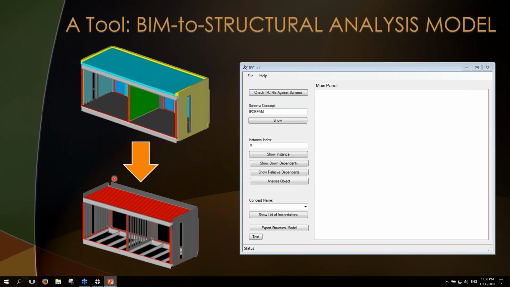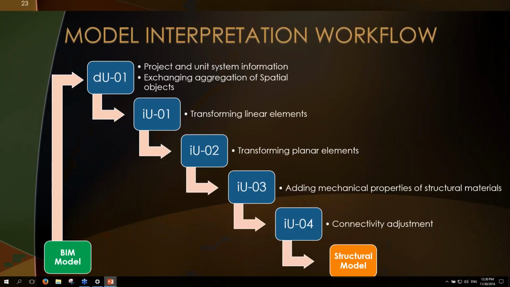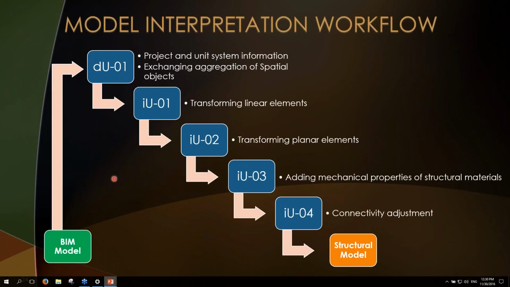So both input and output files are IFC, but represented in different MVDs. This is a simple interpretation unit. It creates a basic structure analysis model. For that, I define one direct exchange unit and 4 interpretation units. In the direct exchange unit, we exchange the project and unit system information, whether it's metric or British system.